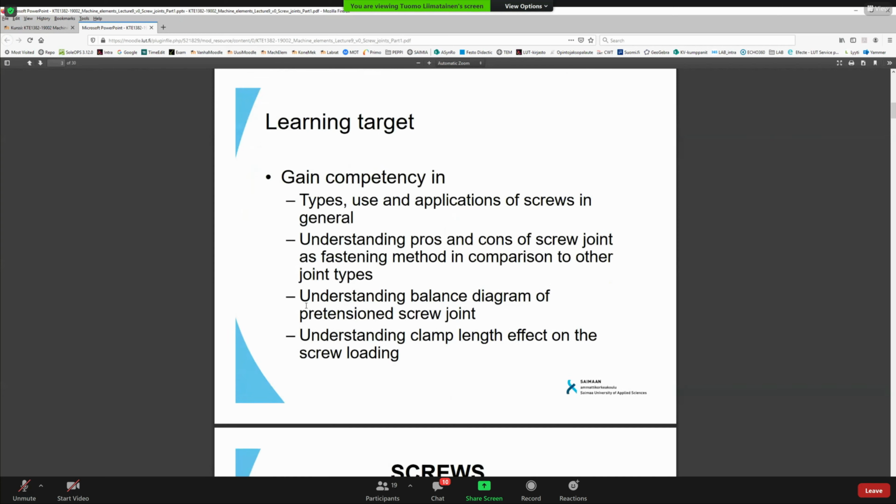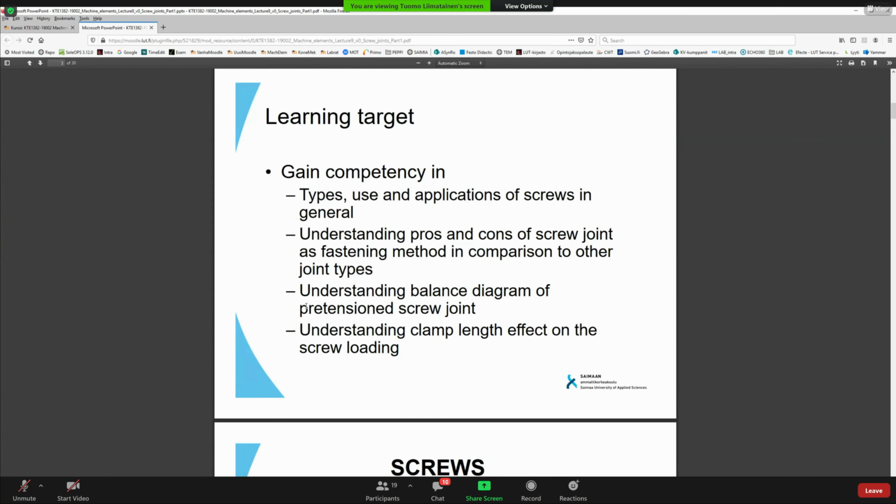And then the learning target for today and for this lecture in general would be to gain competence in different types, different uses and applications of screw joints or screws in general. And that you would understand the pluses and minuses, pros and cons of a screw joint as a fastening method in comparison to other joint types, and that you will understand the balance diagram of pretension screw joint and understand the effect of the clamping length onto the screw loading and how the joint is behaving.